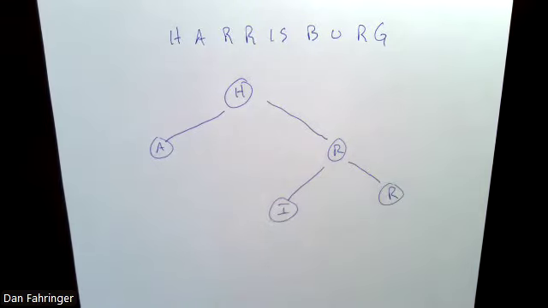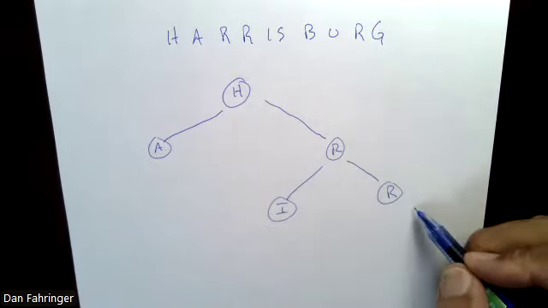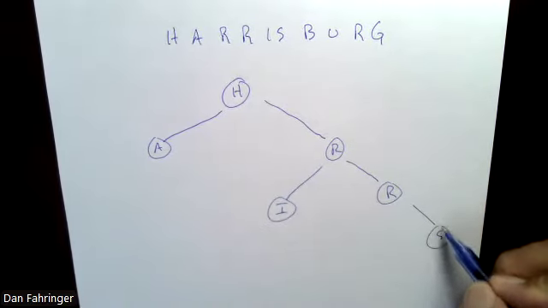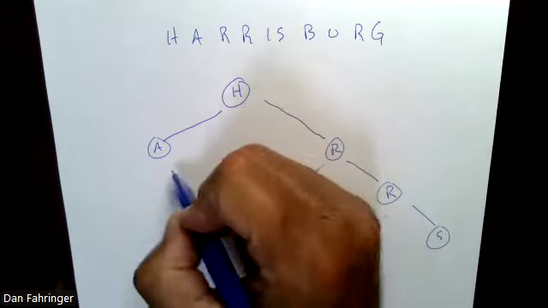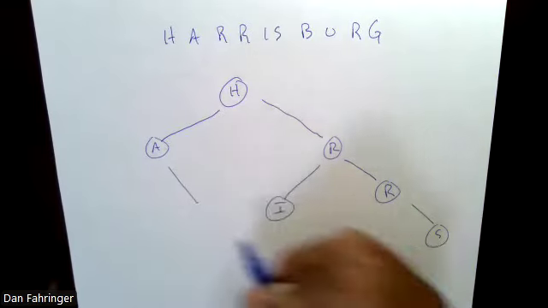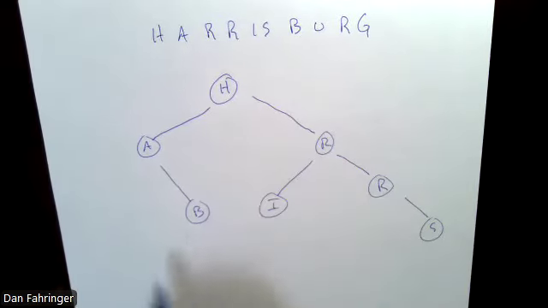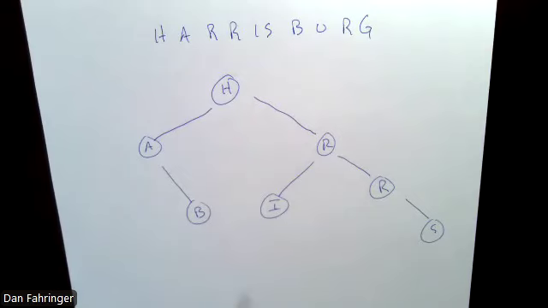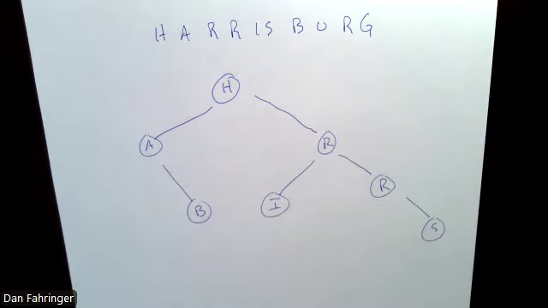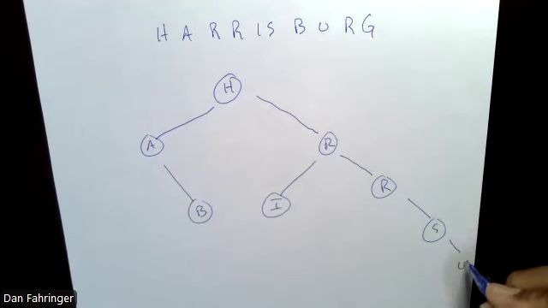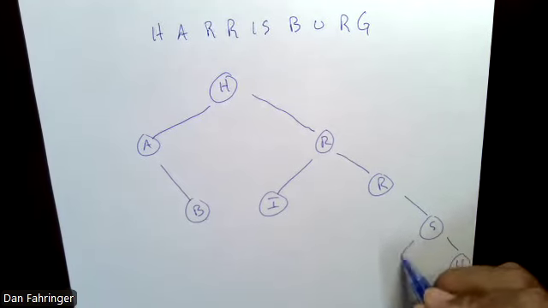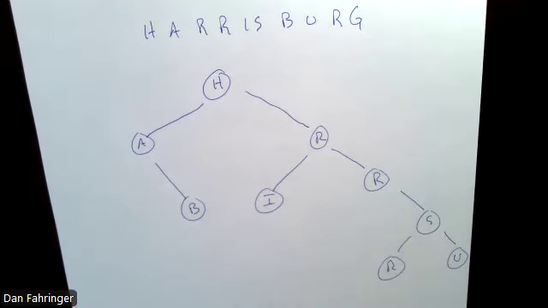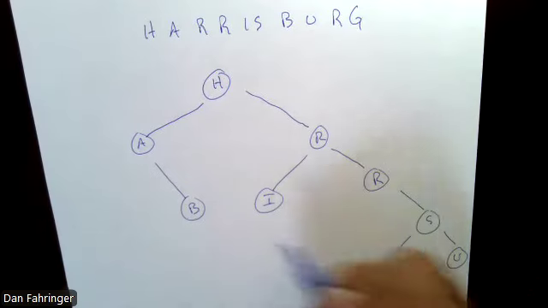An S. A B. Get down on the same level. Try to keep my levels level. B, I, and R are on the same level. A U. Another R. And a G.